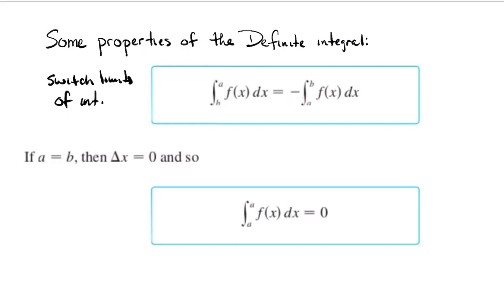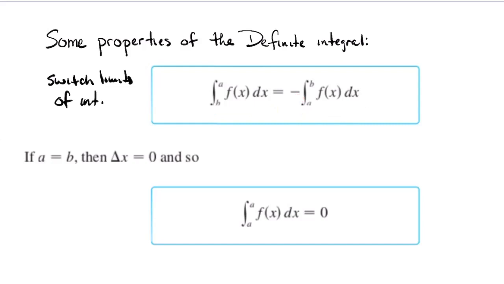The reason that's true is that the delta x in these two calculations would be a minus b over n here, and over here it would be b minus a over n. And those are opposites of each other, right? So switching the limits of integration on an integral changes the sign of the integral, okay?